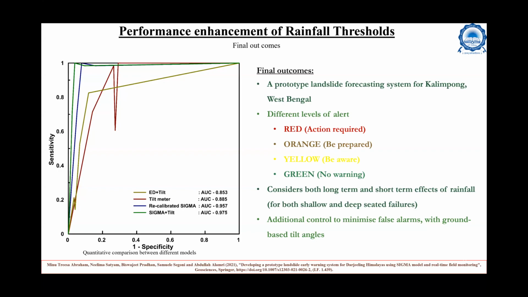We also considered both long-term and short-term rainfall effects, for both shallow and deep-seated failures in this particular region, because it has all types of landslides, even debris slides. Then there is an additional control to minimize false alarms with the ground-based monitoring system that we instrumented, so that we have done.